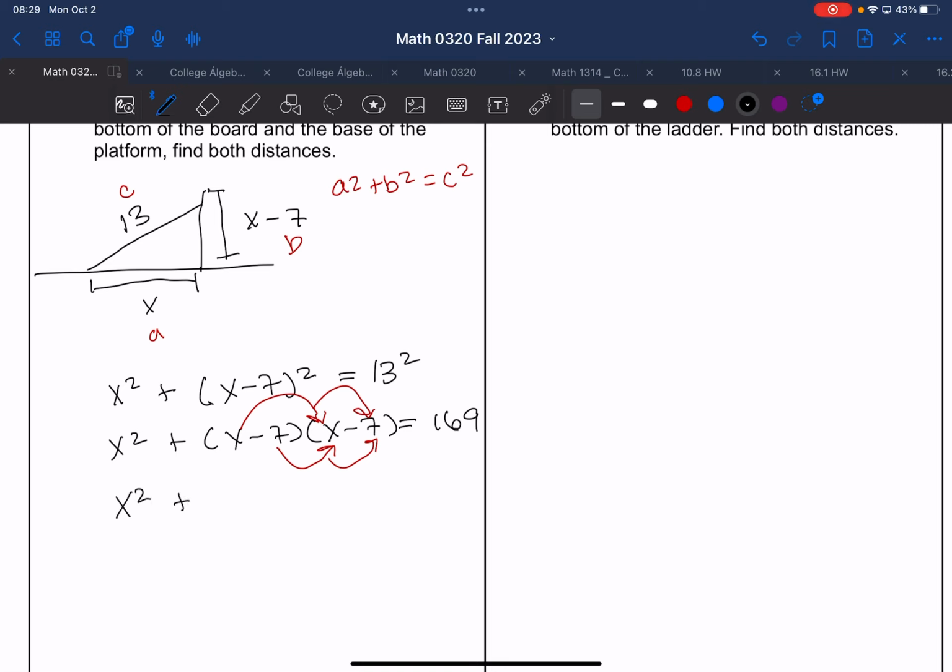So we have x times x, which is x squared. X times negative 7 is negative 7x. Negative 7 times x is again negative 7x. And negative 7 times negative 7 is a positive 49. And I'm bringing down that equals 169.